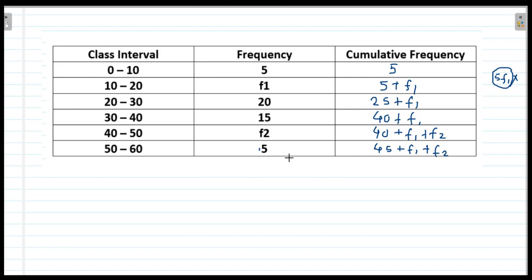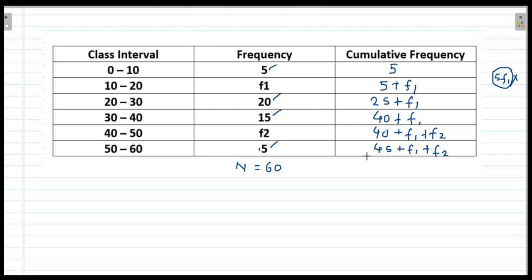Here the total number of frequency is given to us in the question, and that total cumulative frequency is 60. So if you add all these, you will get the total frequency, but the total frequency is given as 60, and so we will equate these both to get the equation. So add these like terms first. These are the like terms. So if you add all these like terms, you will get 45 plus F1 plus F2.